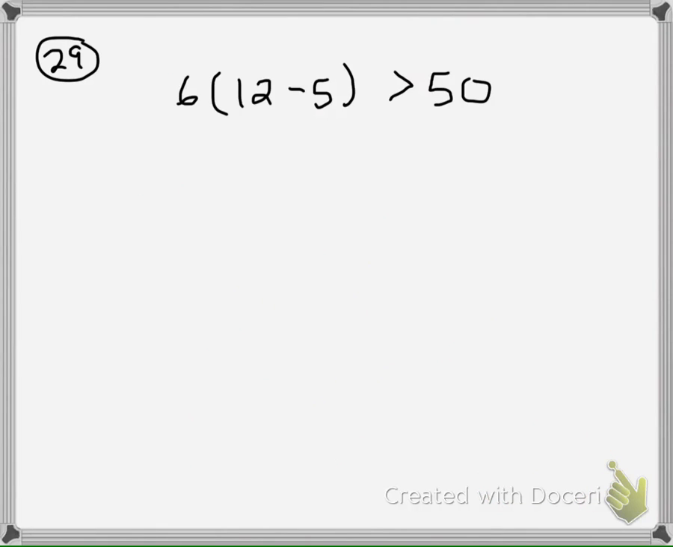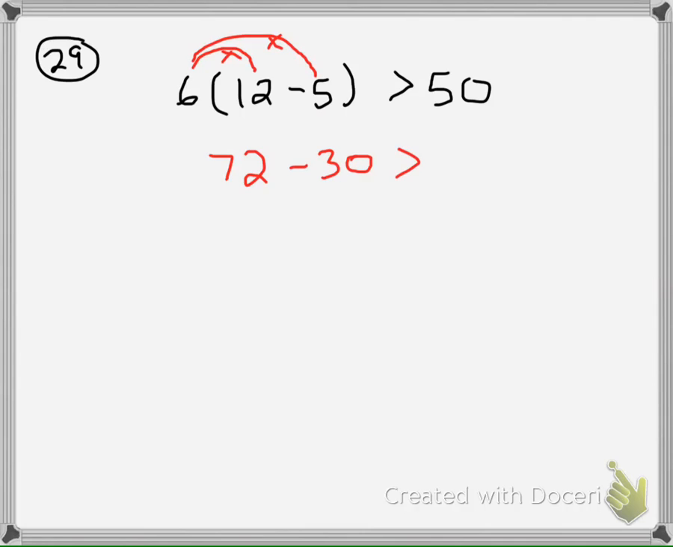Okay, number 29. This one is asking you to tell me if the statement is true or false and prove it. So think way back when we started solving equations at the beginning of the year, and we see parentheses, we know we have to distribute. So I take my outside number, the 6, and distribute it to the 12, and distribute it to the -5. Distributing means I'm going to be multiplying. So I have 6 times 12, which is 72. And then 6 times -5 is -30.